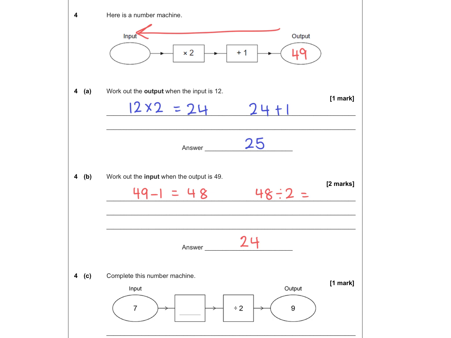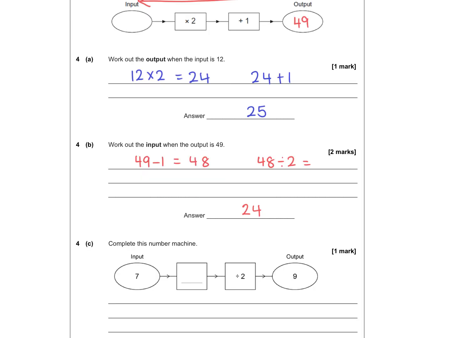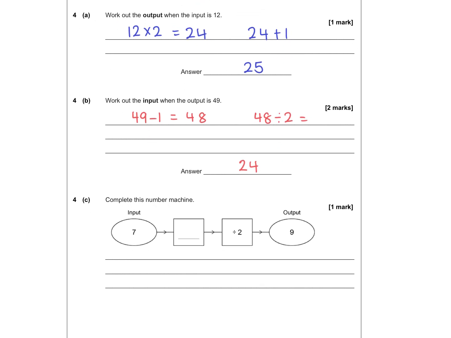And lastly, complete this number machine. So we have 7 and then something divided by 2 gives us 9. All right, let's see how we can look at this. So I'm going to write it like this.